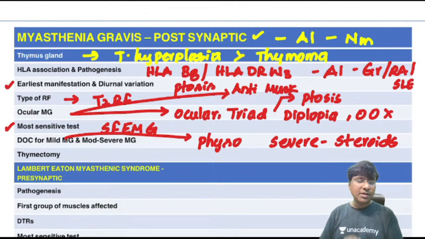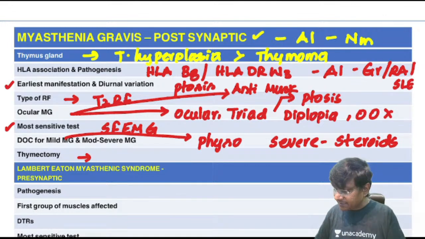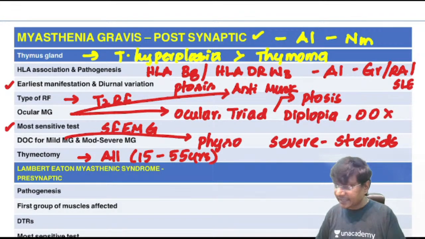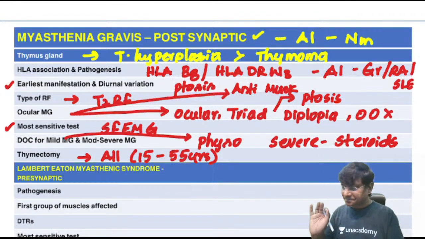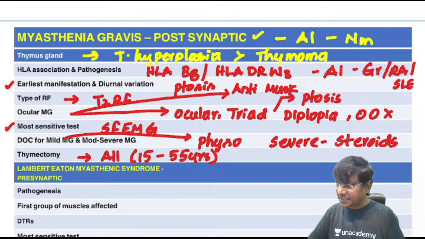Now, what about the thymectomy? Thymectomy should be done in all the patients between the age group of 15 to 55 years, right? Thymectomy should be done in all the patients between 15 to 55 years.